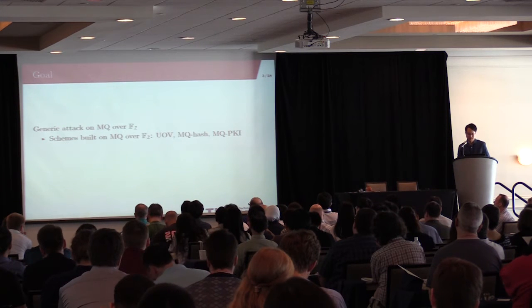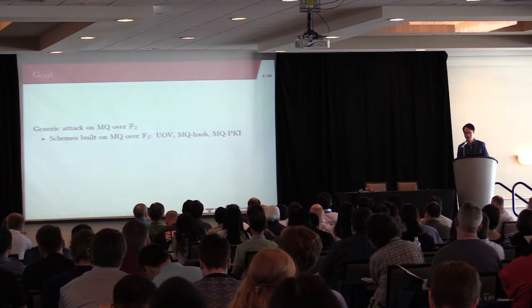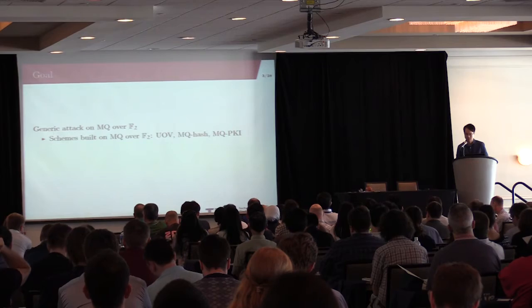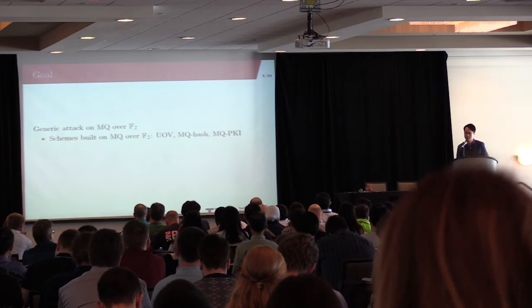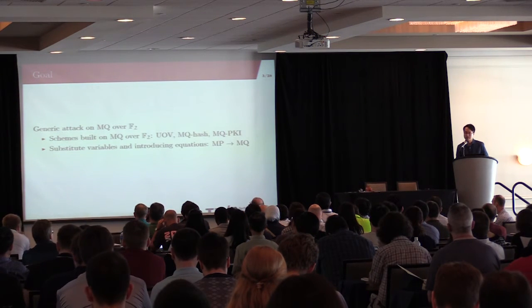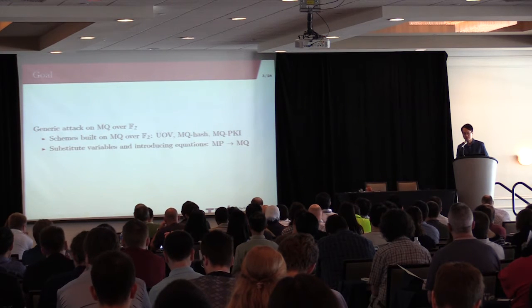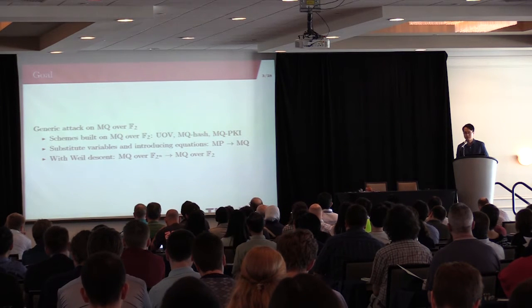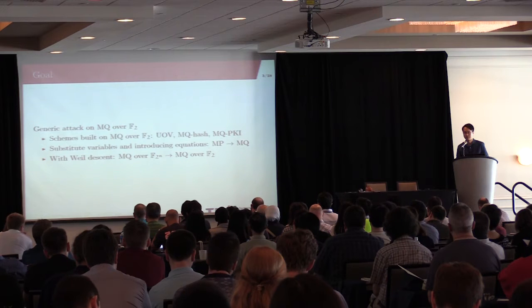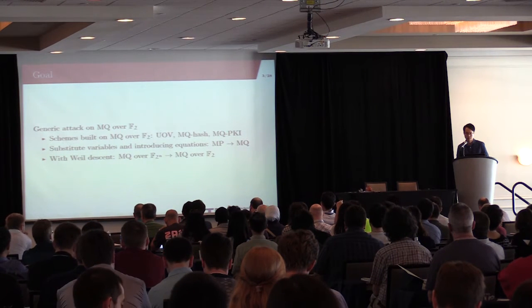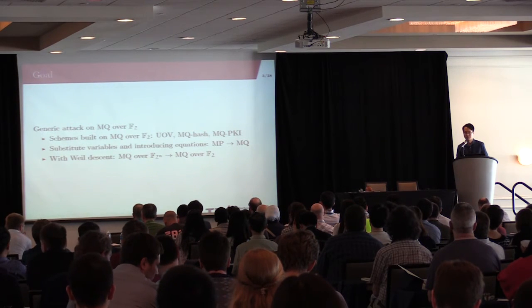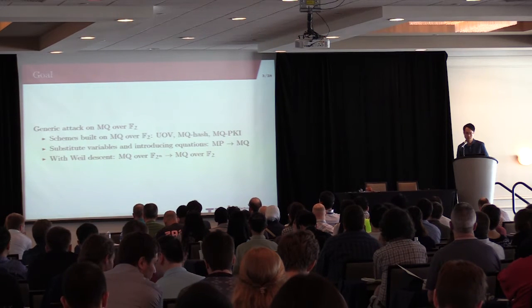The goal of this work is to study the difficulty of solving a truly random MQ system over a finite field of two elements. The reason for that is there are cryptographic systems built on MQ systems over F2. It's also possible to reduce an MP system into an MQ system by introducing extra equations. And finally, any MQ system over the finite field of 2 to the power of n elements could be reduced into an MQ system over the finite field of 2 elements with a mathematical trick called Weil descent.